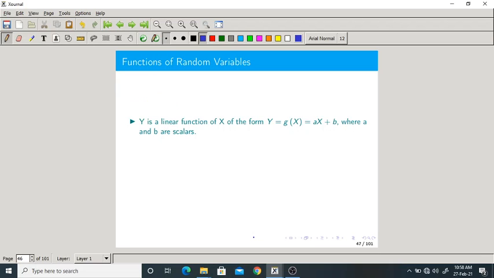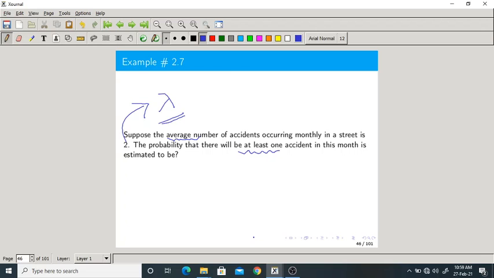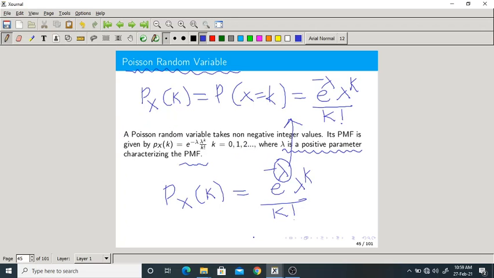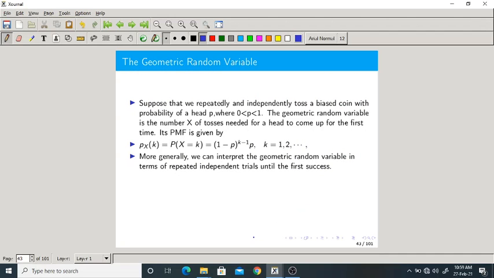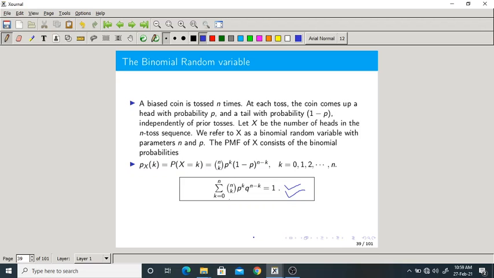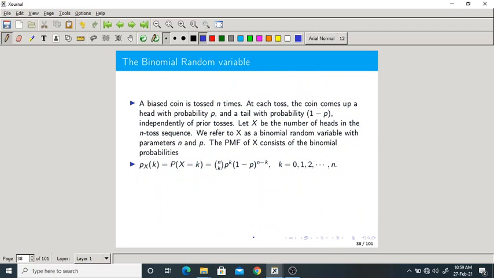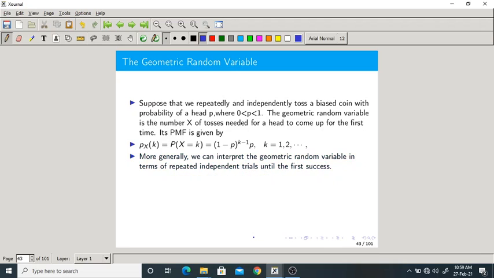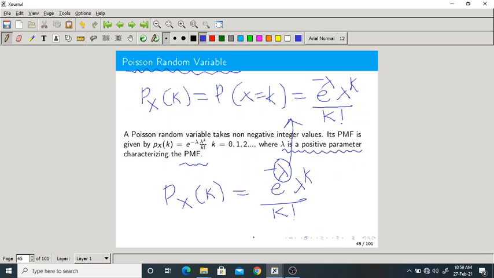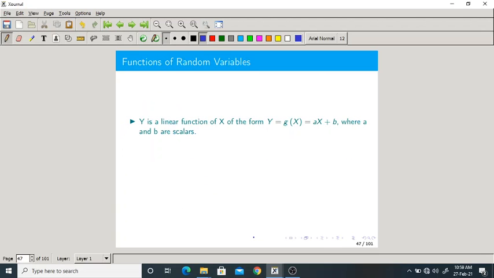So here let me briefly discuss these random variables. There are Poisson random variable, geometric random variable, binomial random variable and Bernoulli random variable. Try to remember their corresponding probability mass functions. We'll solve more problems in the assignments regarding these varieties of random variables.